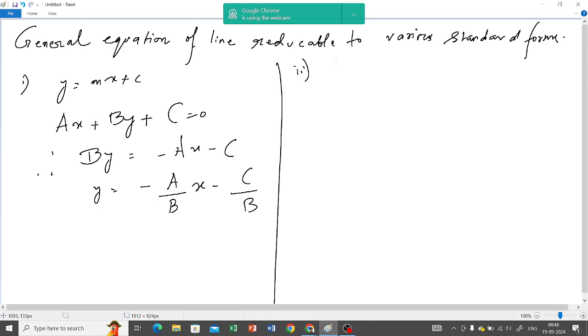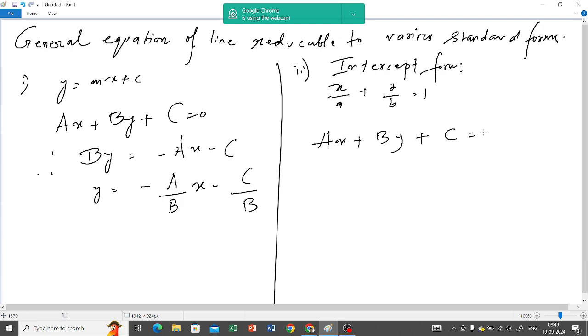Now intercept form. So what is the intercept form? x by a plus y by b equals 1, right? Now if we have the general equation as ax plus by plus c equals 0, how do I reduce it to this form?